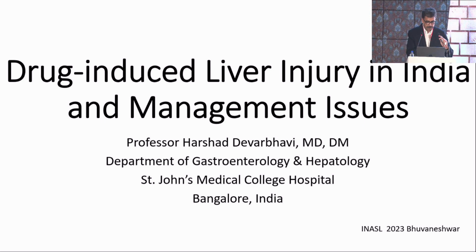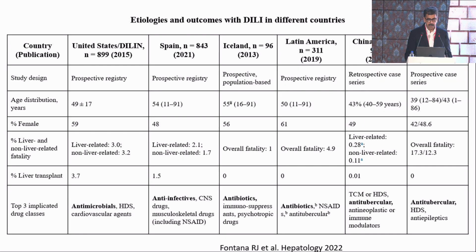So my talk today is on drug-induced liver injury in India specifically and management issues. There are about 6 large registries of drug-induced liver injury, and I've listed them here, starting from United States, Germany, and India. We had one of the largest series, and some of you have contributed to the Indian series. Most of them were prospective. You'll notice Indians perhaps are much younger with regard to the age distribution of drug-induced liver injury.